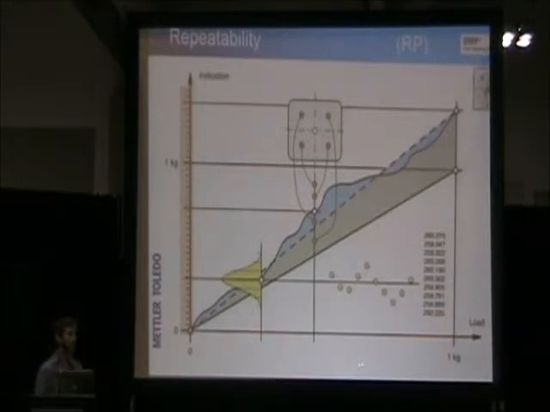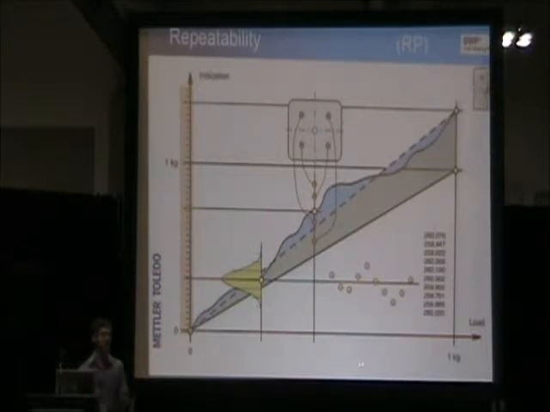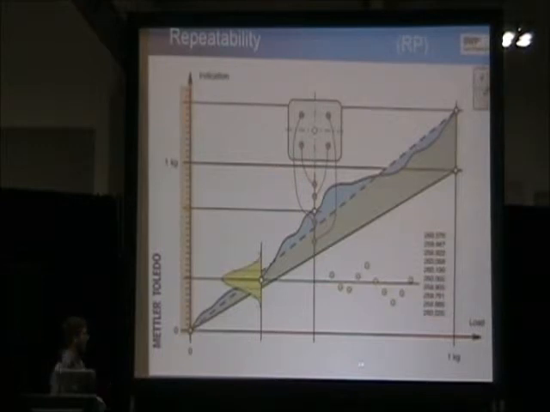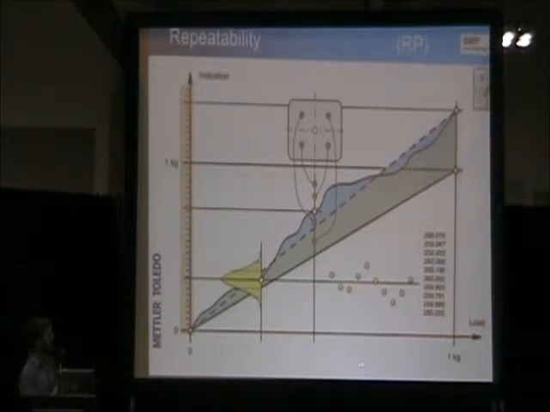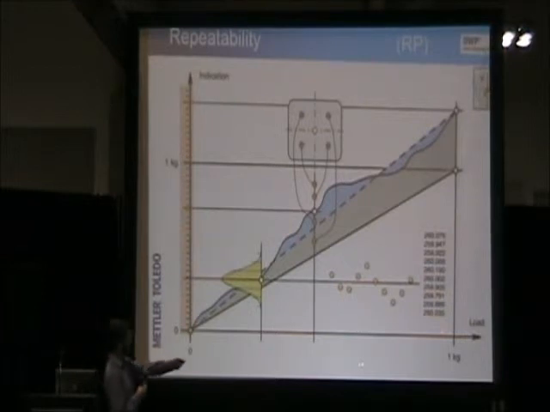The last one, probably the most important one, especially when it comes to smaller weights, is repeatability. This is the balance's ability to get the same measurement when you do multiple weighings with the same technician, doing the same technique, with the same sample that you're trying to weigh. You can see here in this particular example, there was a 260 gram weight that was weighed 10 times. And every time it was weighed, there was a deviation.